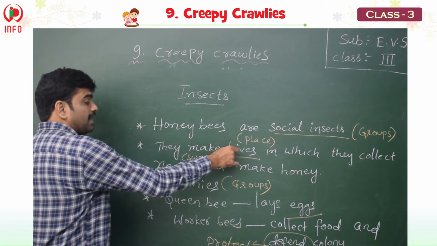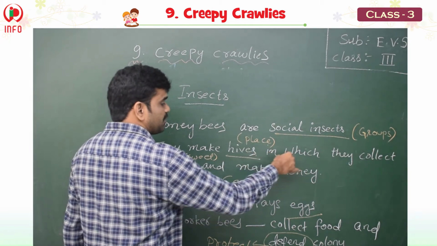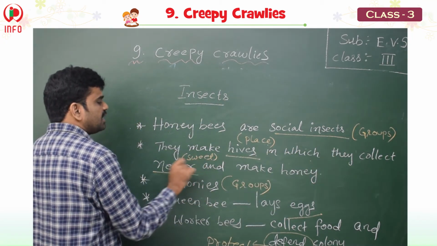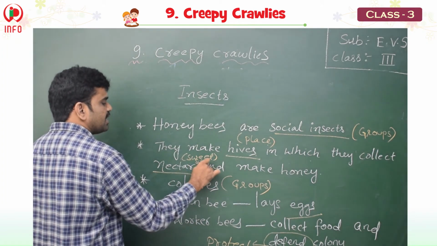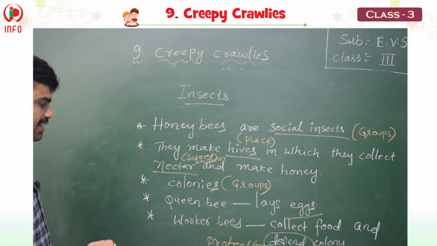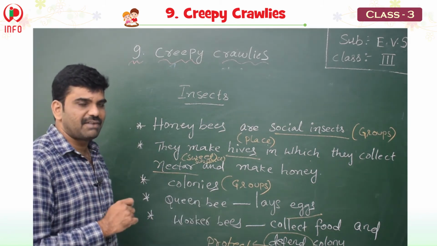They make hives. A hive is a place where honey is prepared, in which they collect nectar. Nectar is a sweet substance, and they make honey. They live in groups. There are two types of honeybees.